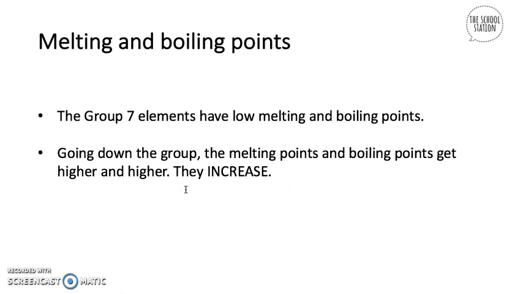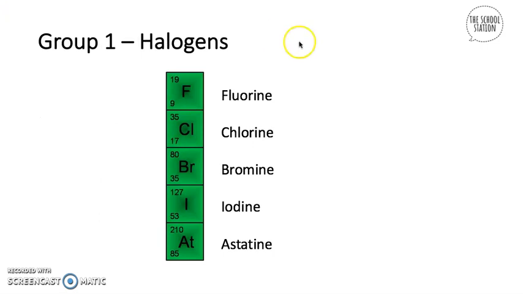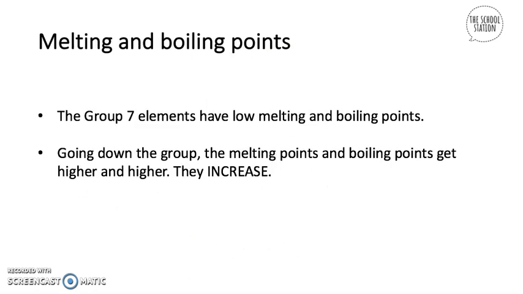Another property of halogens is obviously their melting and boiling points. The group 7 elements have low melting and boiling points, and going down the group, their melting points and boiling points get higher and higher. They increase. So if we go over here, you will see that they increase going down the group. So fluorine will have a low melting and boiling point compared to astatine, which has a higher melting and boiling point. So they increase going down the group.